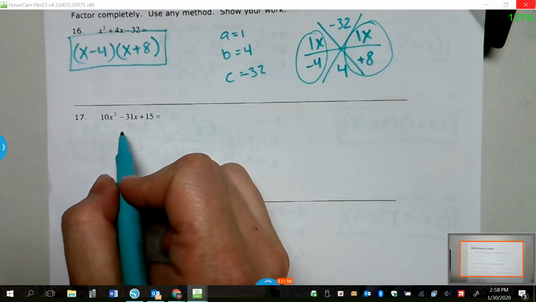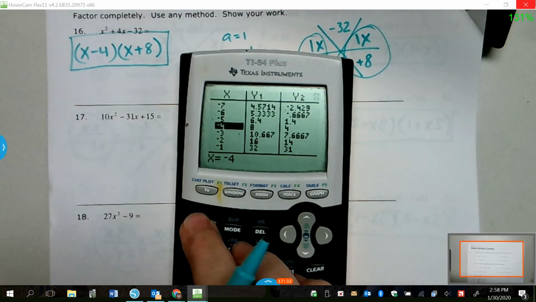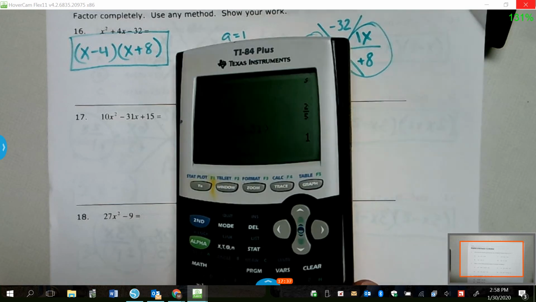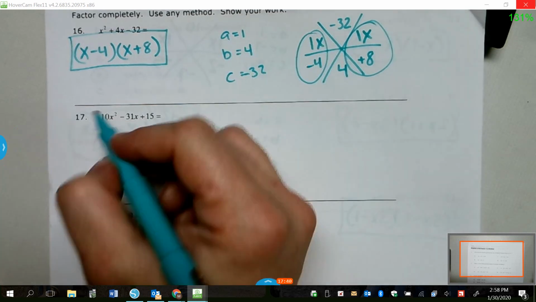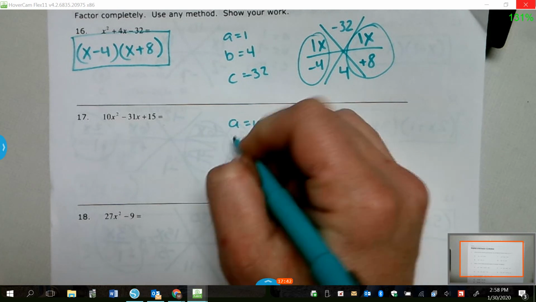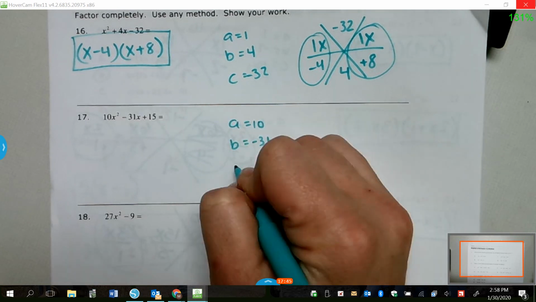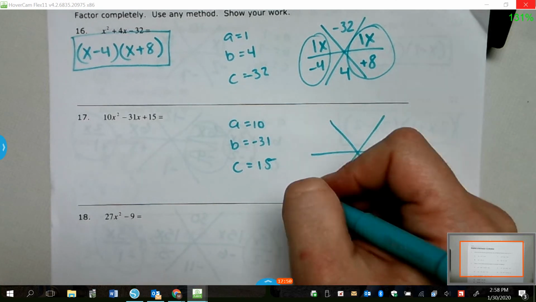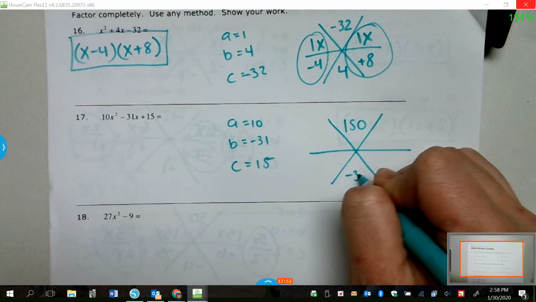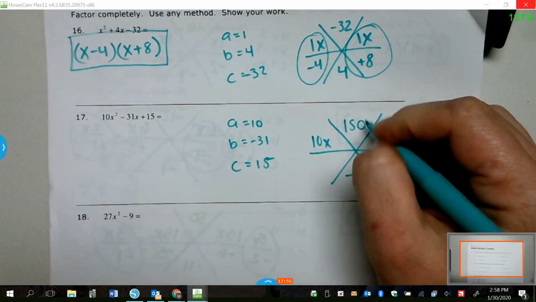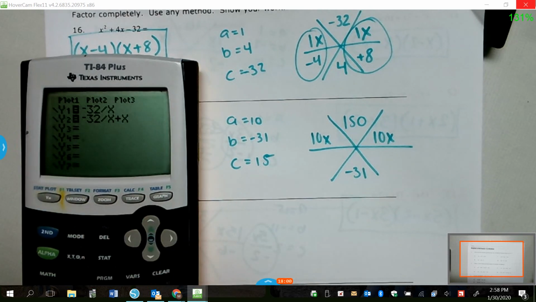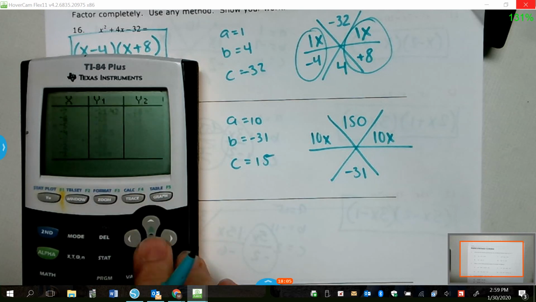Here, we can check for a GCF. Math right 9, 10 comma 31. Like I said, anytime you have big numbers, right away it tells me 1, so I know there's no GCF. And they don't all have an x, so keep going. Whenever you have big numbers, it's always worth checking for a GCF before you get started. Okay, so 10 times 15 is 150. Negative 31. 10x, 10x. Okay, so knowing that, 150 divide x, 150 divide x plus x. We're looking for negative 31.